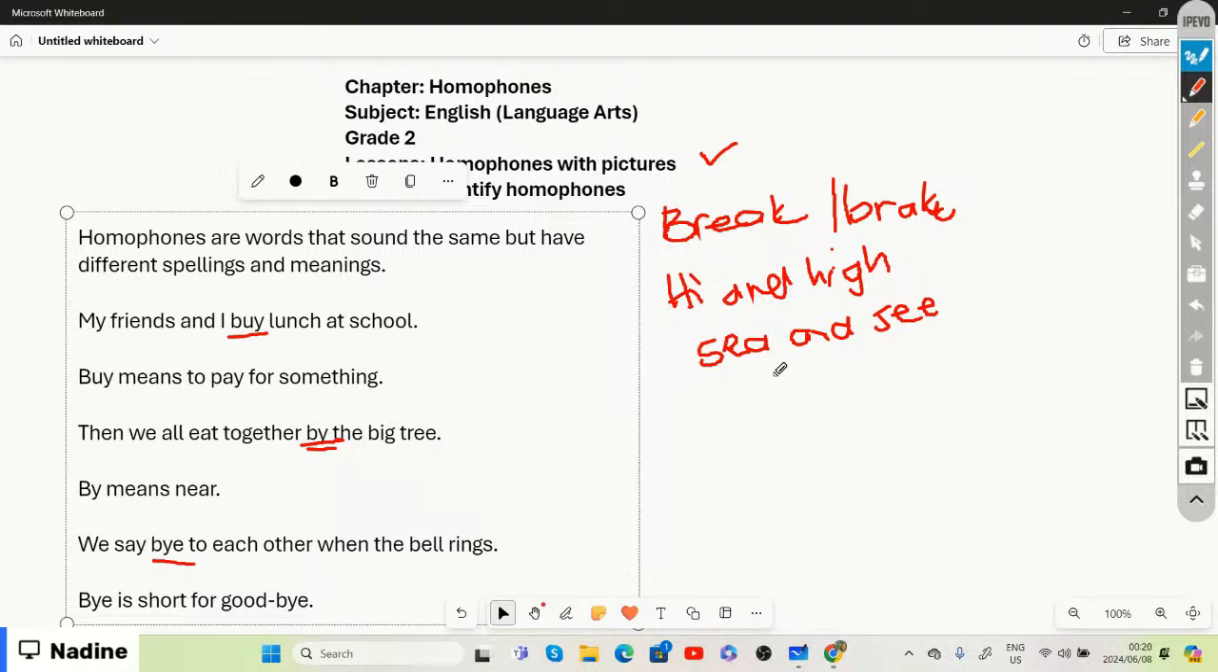All right, so that is basically homophones. Homophones are words that sound the same, but they have different spellings and meanings.